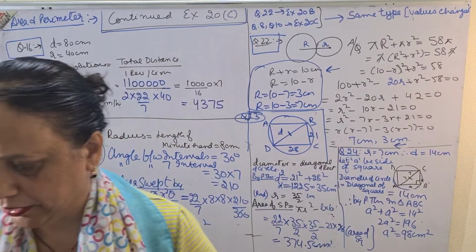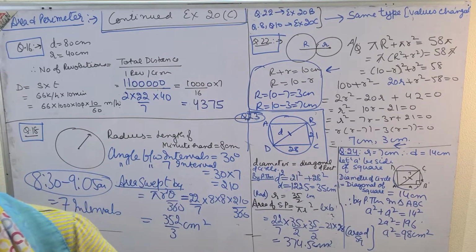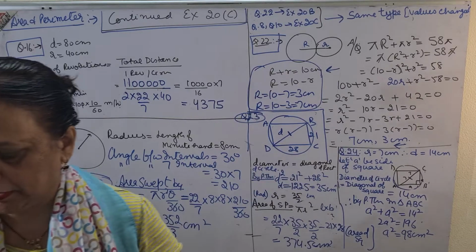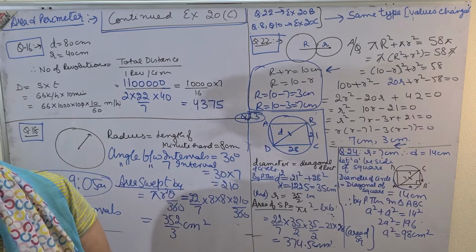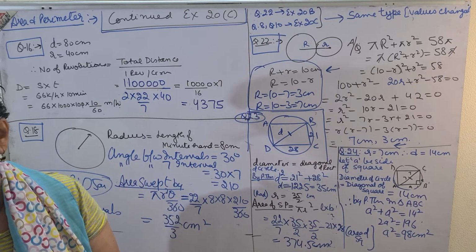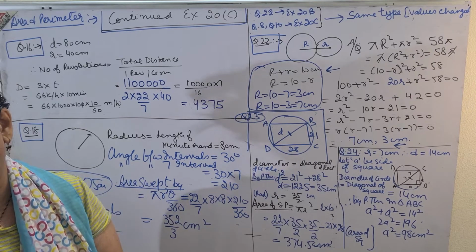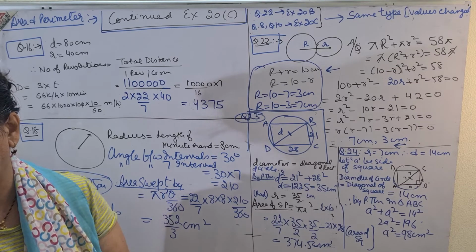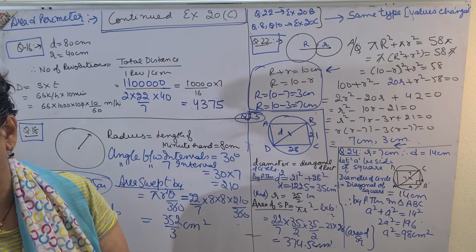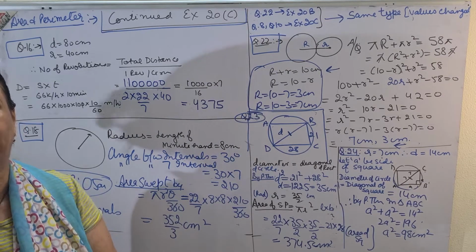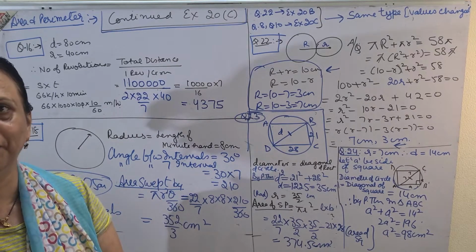We will read together question number 16 of exercise 20C, page 262. Each wheel of the car has a diameter of 80 centimeter. How many complete revolutions does each wheel make in 10 minutes when the car is traveling at the speed of 66 km per hour? You can see the difference between the units. Speed is given in hours and time is given in 10 minutes.